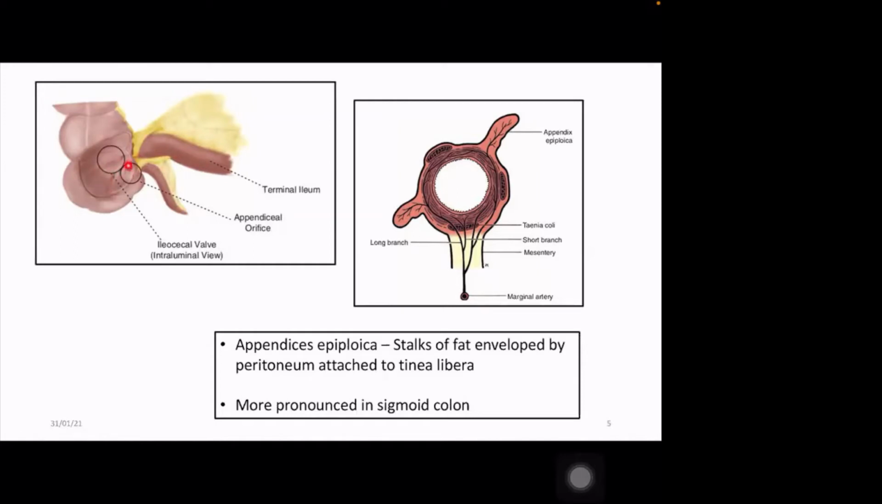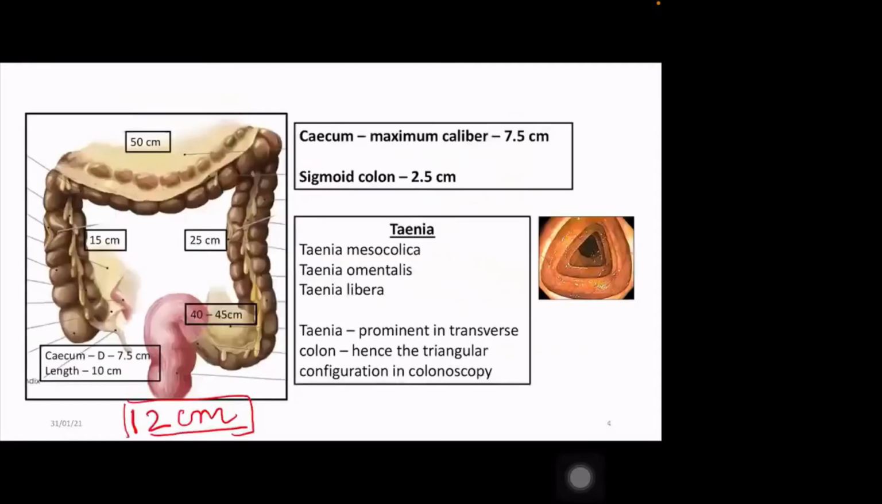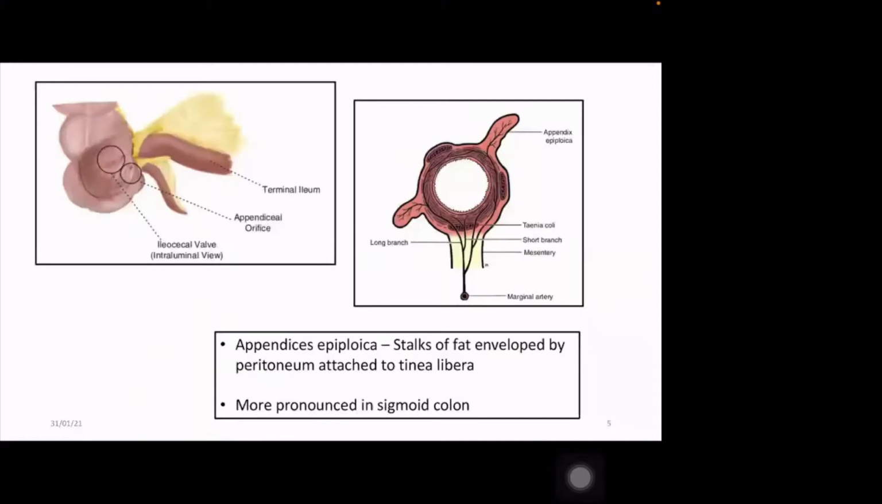It is semilunar in shape with two crescentic folds with a frenular appearance. This is a cecal wall. The other important thing is, this is the colon. If you see the cross section, you find stalks of fat attached to the colon. These stalks of fat are called appendices epiploicae, as seen in this picture. So these are all the appendices epiploicae, the stalks of fat attached to the colonic wall.